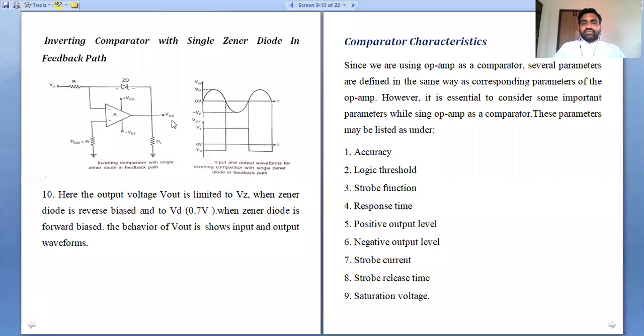In the reverse bias condition, the input voltage will cross the zero voltage and reach towards a maximum positive peak. In this particular waveform, this is the positive peak. What will happen with respect to the output voltage?